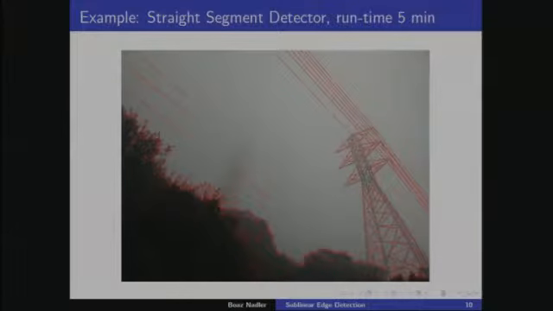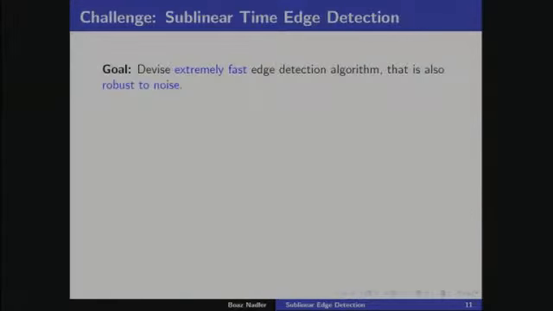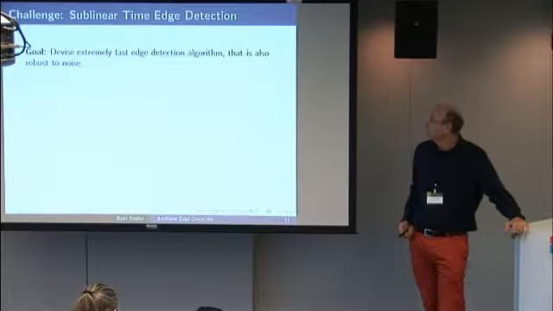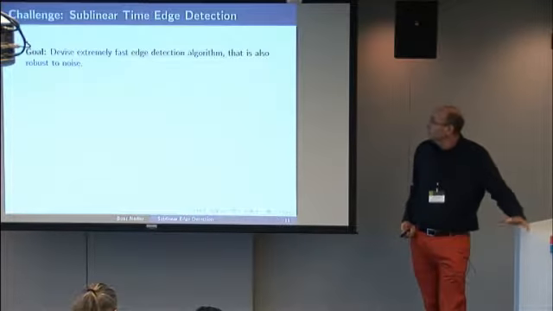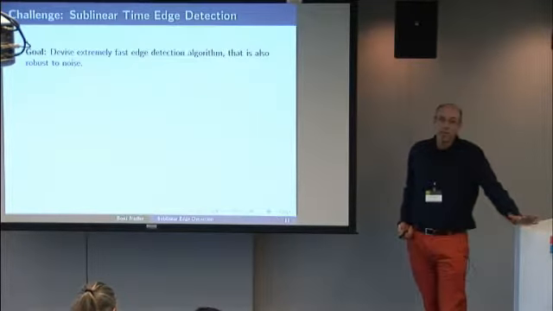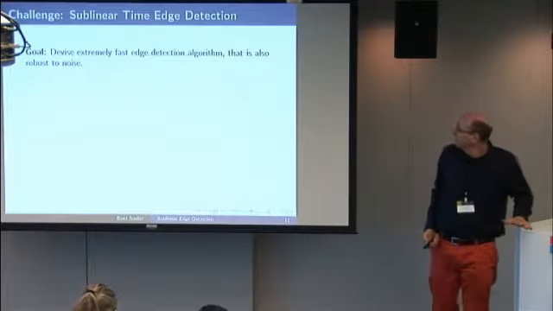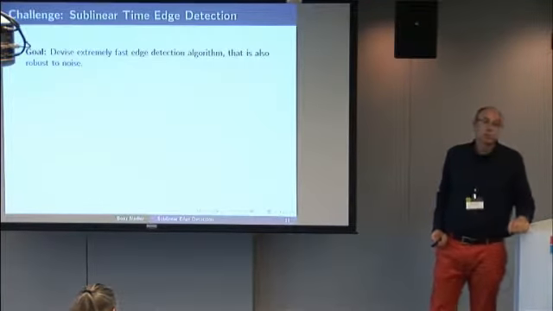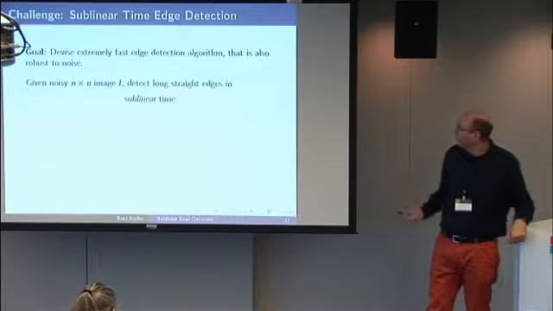You need to better control the false alarm, but it easily detects these power lines. It just takes minutes on a single frame. So the challenge, or this is a toy problem, but the challenge in similar problems is you want to devise, on the one hand, algorithms that are extremely fast, but on the other hand, you want them to be robust to noise.